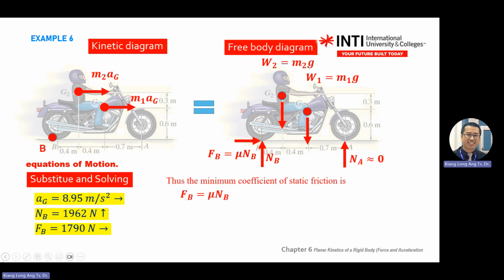Then only you go and find the friction force. Then only you find the friction coefficient. FB equal to mu N. So from there, mu equal to 0.9.